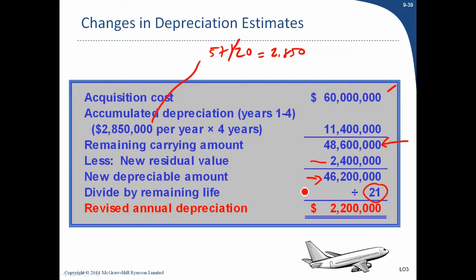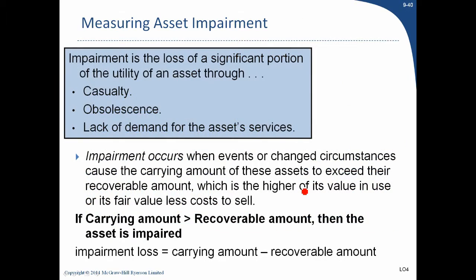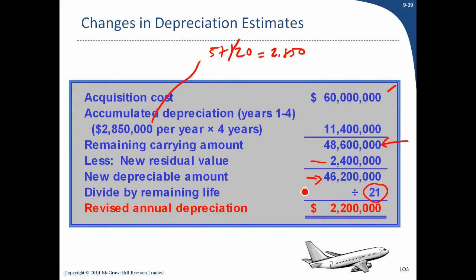All it's saying is you're rerunning the same calculation that you would have done when we acquired the asset, except now you just need to rebase and say, how much longer is the asset going to live for? What's the new residual value? What's the current carrying amount? Any questions on that?